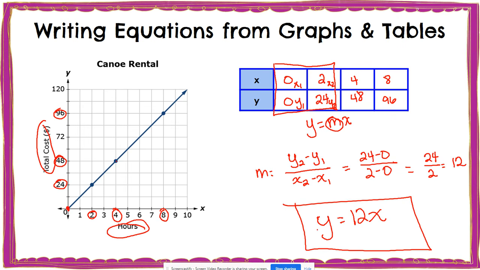So I can ask myself, what would it cost to rent a canoe for 5 hours? If I want to know the cost to rent a canoe for 5 hours, I would plug in 5 for x, since x represents my hours. 12 times 5 would give me a y value of 60, so I would know that if I rented a canoe for 5 hours, it would cost $60.